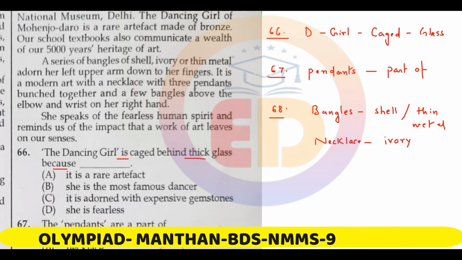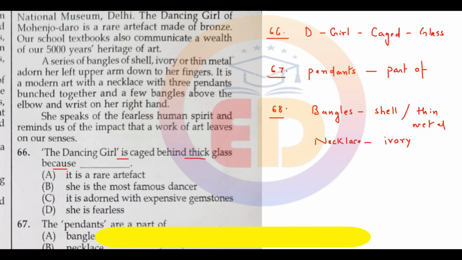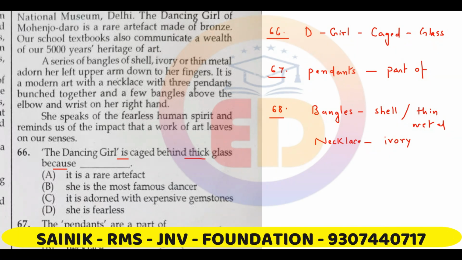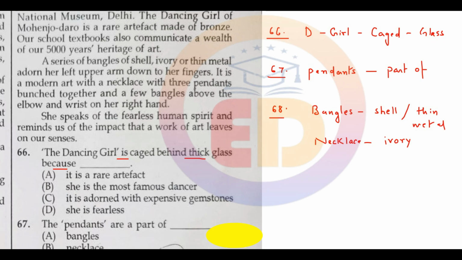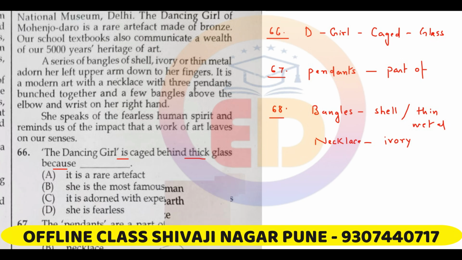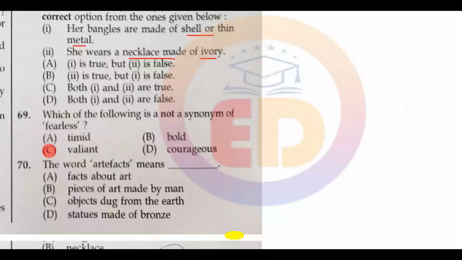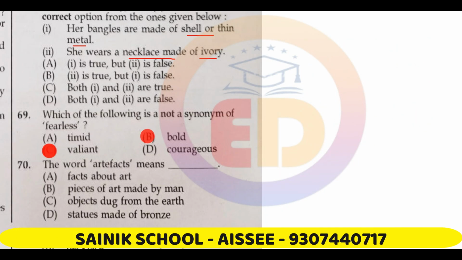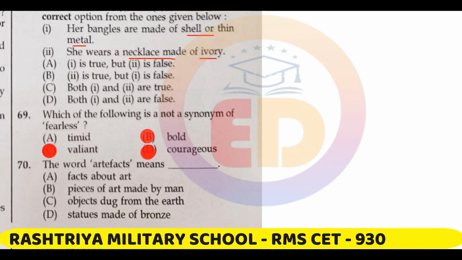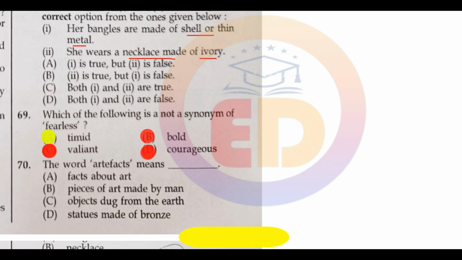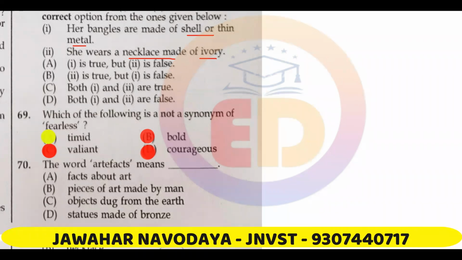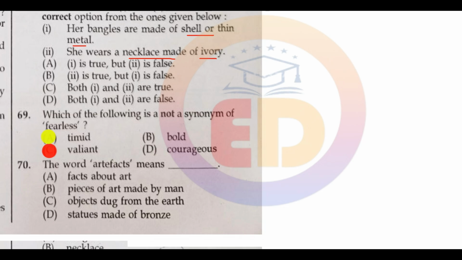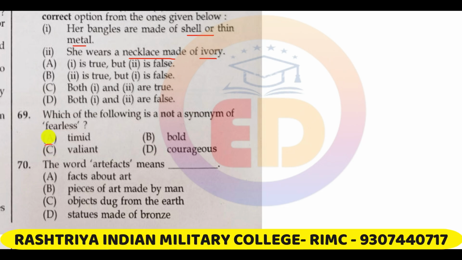That's 68. 69. Which of the following is not a synonym of fearless? Now fearless means something which is valiant is a synonym, bold is a synonym, courageous is a synonym. Our answer is timid. Timid means shy or introvert, coward. That is not a synonym. Rest all three are synonyms. So our answer will be option number A. We don't have to go to the passage for this.